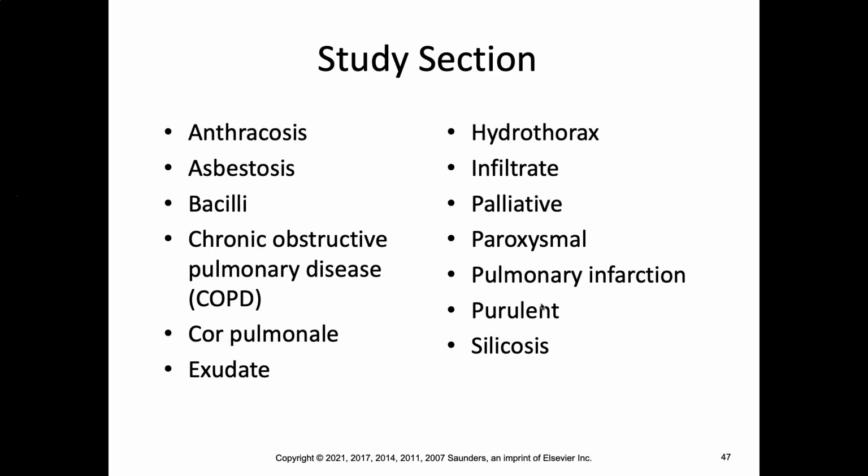Cor pulmonale, it's more rare, but it happens when it involves the heart, as you can tell. Cor pulmonale. Exudate, hydrothorax, infiltrate, palliative, paroxysmal, pulmonary infarction. Yes, you can have a myocardial infarction, but you can also have a pulmonary infarction. They're much more rare than a myocardial infarction, but you can still have those. Purulent and silicosis.